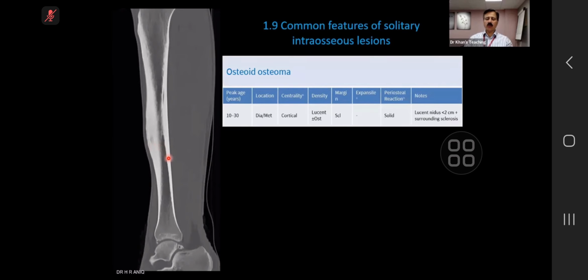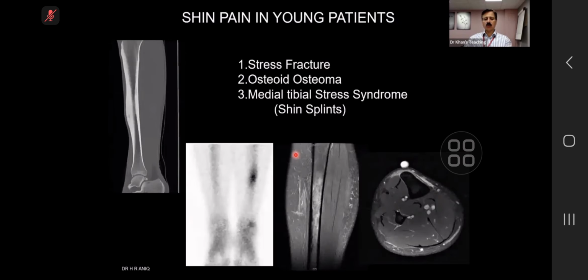I'm not saying that the same thing cannot be seen on MR. At times it can be seen, but many a times it is not visible. So you'll ask for a CT. And osteoid osteoma peak age is 10 to 30 years, and lucent nidus, which is less than 2 centimeter. If it is more than 2 centimeter, then it goes to osteoblastoma.